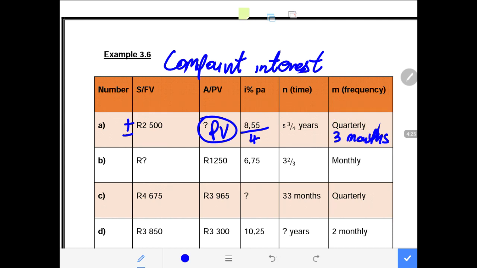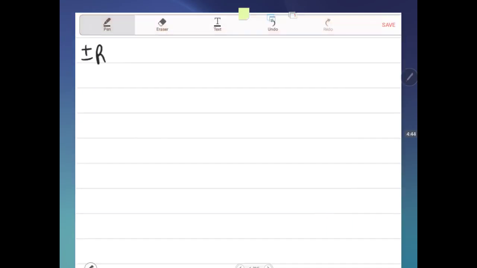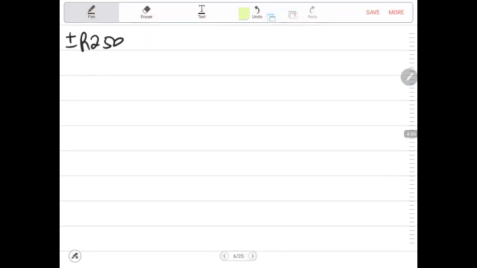Now let us record the numbers that we have. So now what we have is plus minus future value. As I said to you, if we do have future value, please make sure that you write the amount of the future value as plus or minus. So plus minus future value 2.5, then you say this is FV.